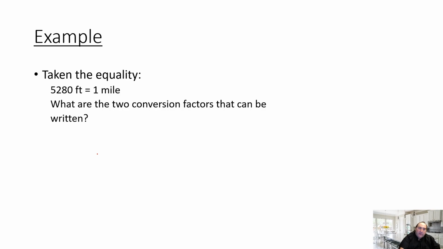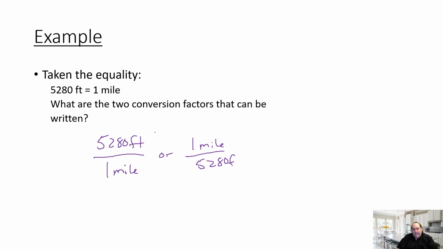So let's take a look here. If we have this equality and we want to write the 2 conversion factors that go with it, why don't you take a second and write them? Okay, so the 2 you should have come up with: we could put 5,280 feet up on top over 1 mile. The other conversion factor is 1 mile over 5,280 feet.